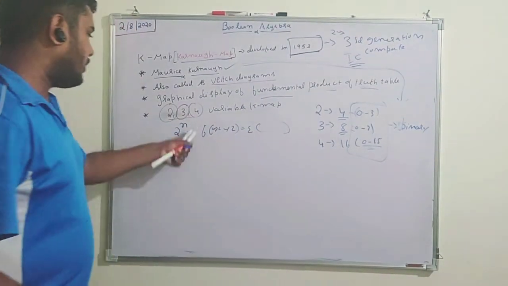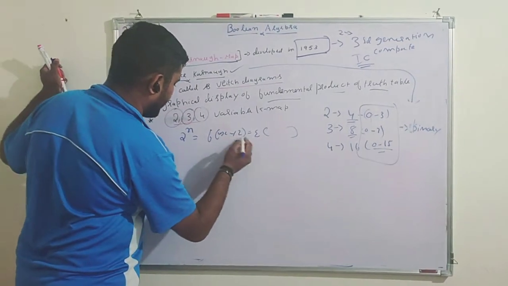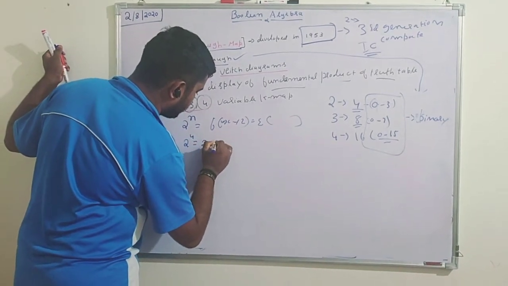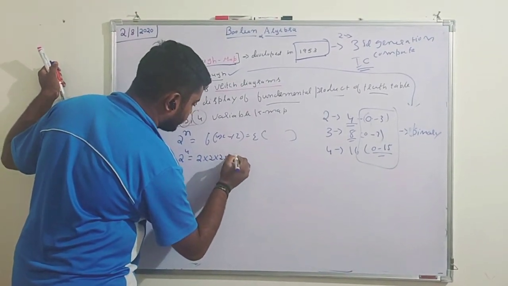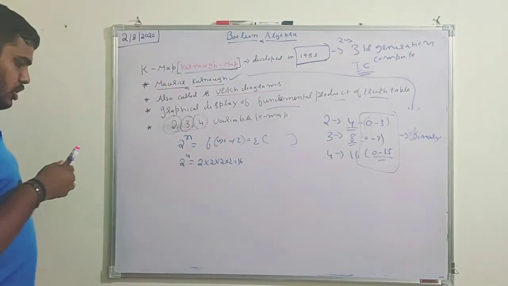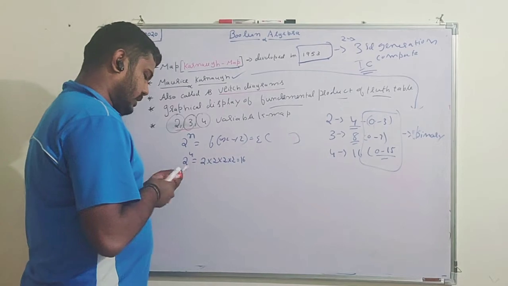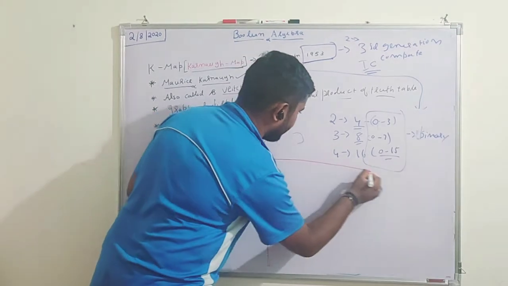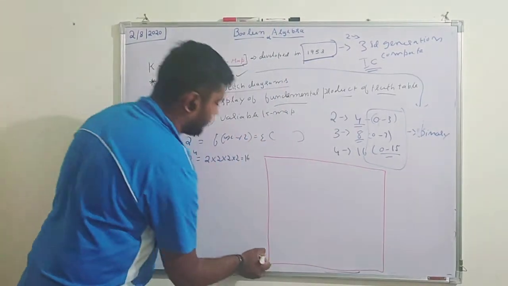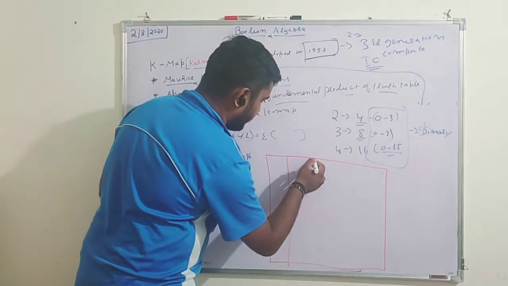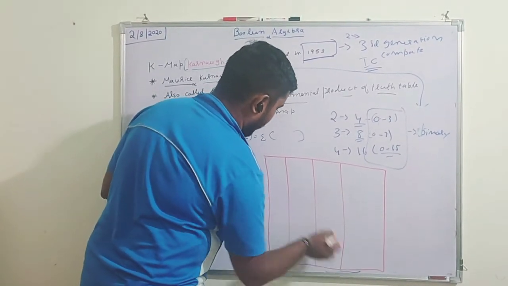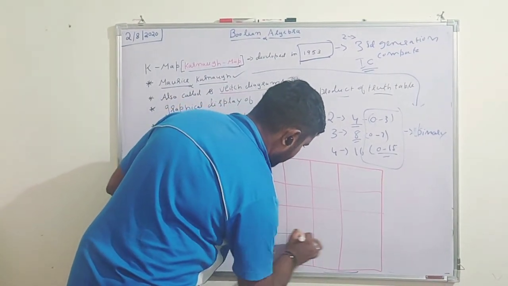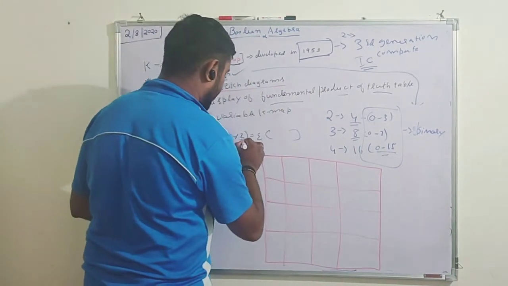Now let us quickly draw w x y z. 2 to the power of n means 2 to the power of 4, which is 2 into 2 into 2 into 2, equal to 16. So how much should I draw? I should draw 16 squares in one rectangle. Let me draw them quickly: one bigger box, then 1, 2, 3 and 4, 1, 2, 3 and 4.